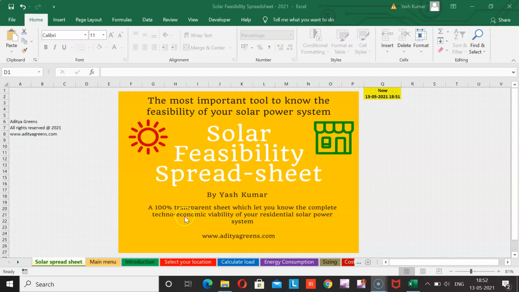Now as we all know, this spreadsheet helps you in designing the complete solar power system, and finally it will let you know the complete profitability of that solar power system. So in short, it tells you whether the system is profitable or not, whether the system is going to provide you the return that you have expected or not.